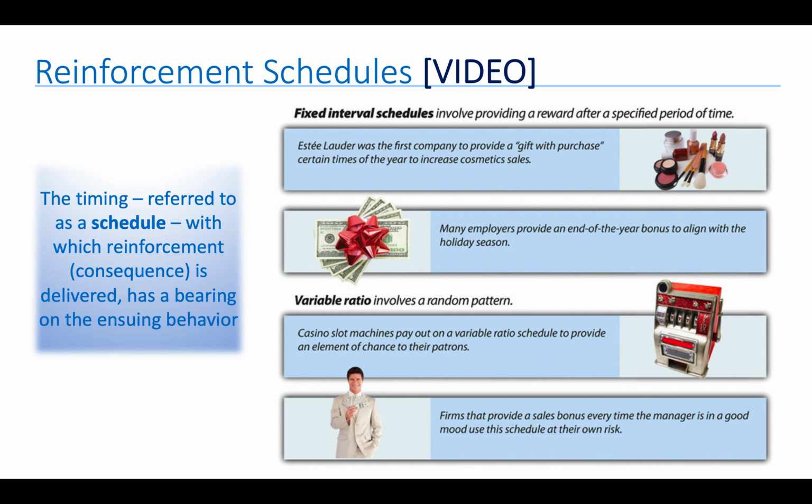Variable ratio means we have no idea. It's just random. It's not fixed. We don't know when it's going to happen. It's like a slot machine. Or it's like the boss that walks the office every day, and maybe on the 9th time he or she walks by, she says, great job, right? Or on the 13th time, or never, or maybe on the 200th time. You just never know when it's going to come. We call it variable ratio.